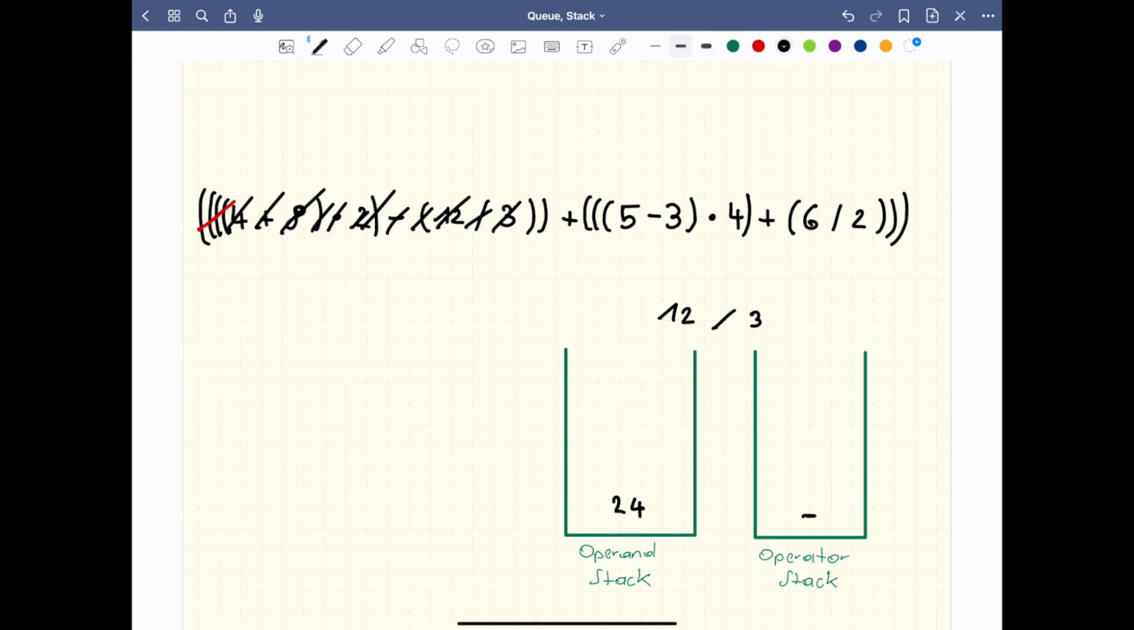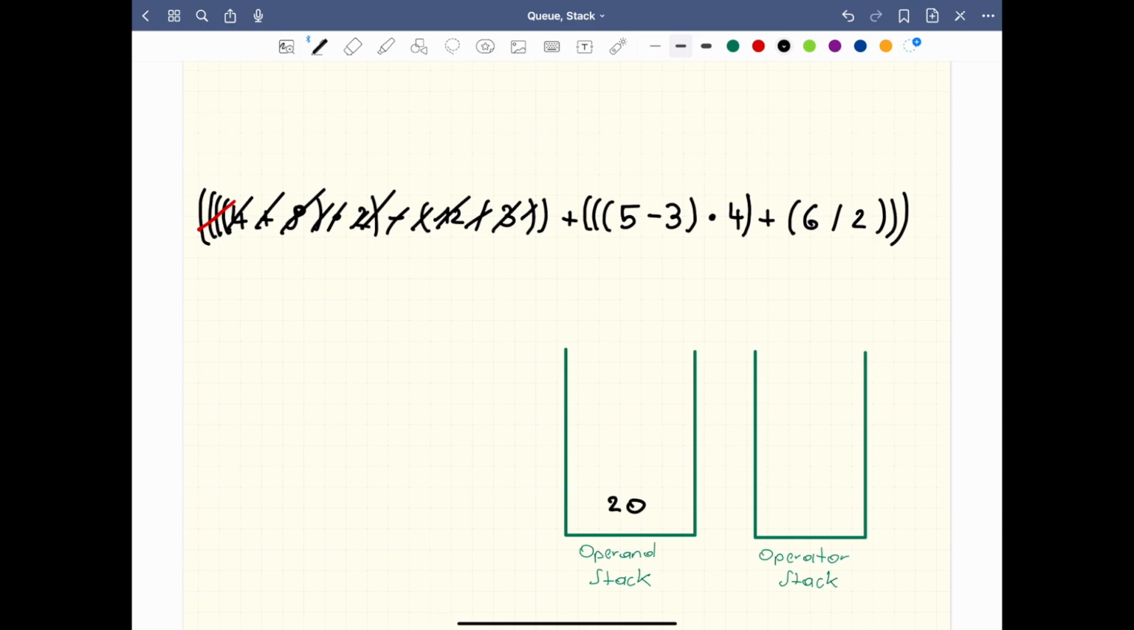And this is the first time that we find out how important it is to use the first operand to be on the right hand side of the operator. So 12 divided by 3 evaluates to 4. So we put 4 there. Good. And another closing bracket. Okay, so let's pop the operator minus. Let's pop the first operand. Let's pop the second operand. We have 24 minus 4 evaluates to 20, and we push it back to the operand stack.